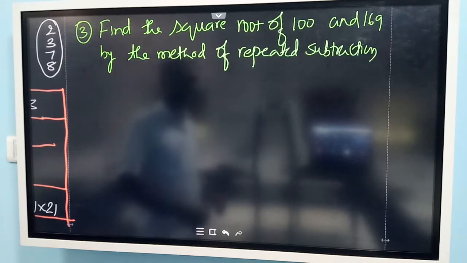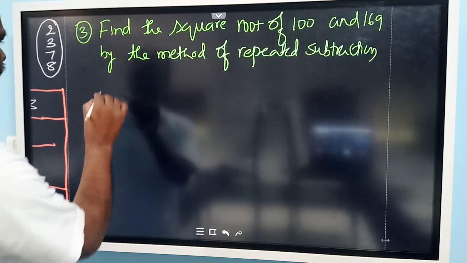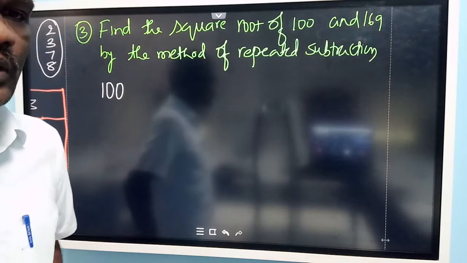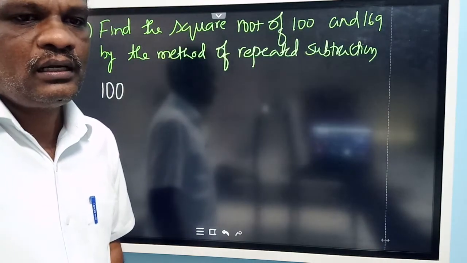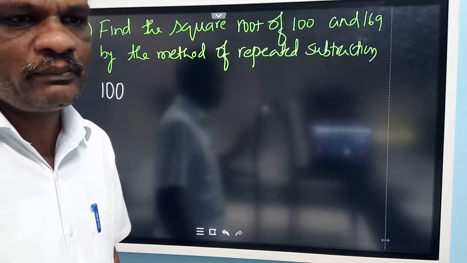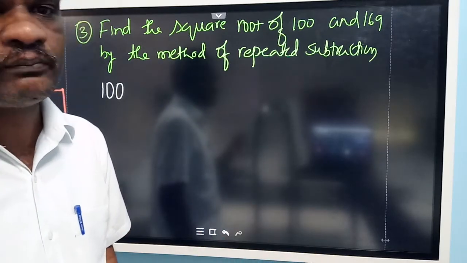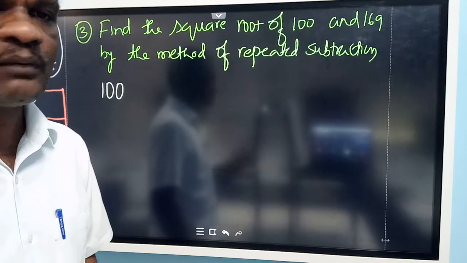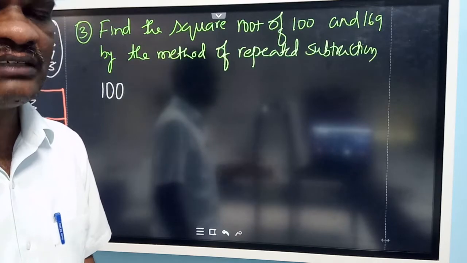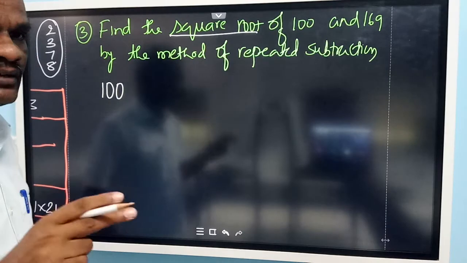Now let us go to the third question. Find the square root of 100 and 169 by the repeated subtraction method. Already I have done this one. So let us do 100 by the repeated subtraction method. You know that all square numbers can be expressed as a sum of the first n odd numbers. So remove these odd numbers, and in how many steps you get zero, that will be its square root. Let us see now. First odd number 1.